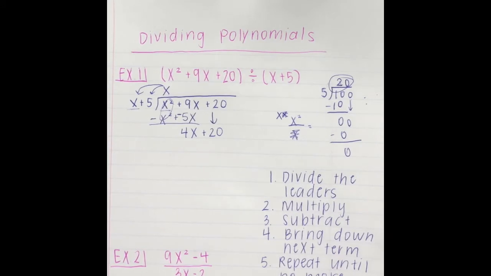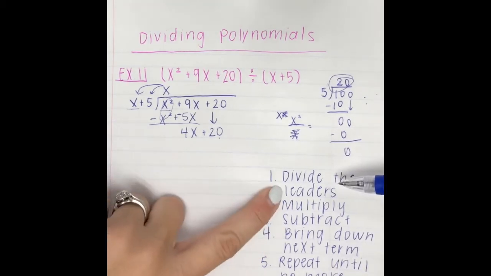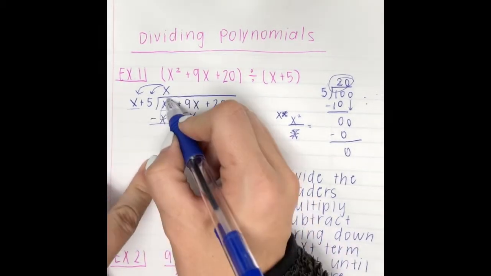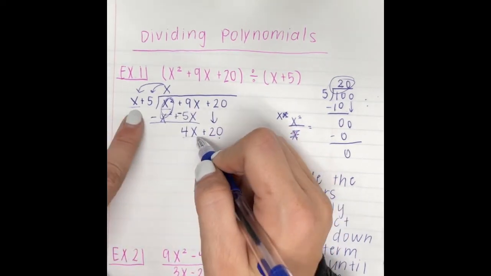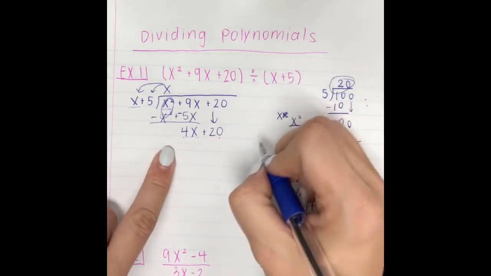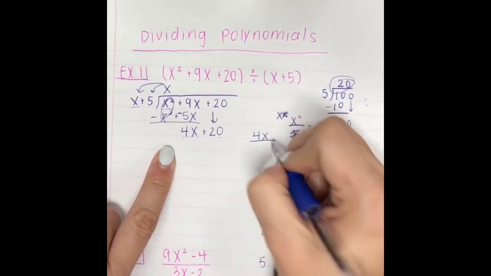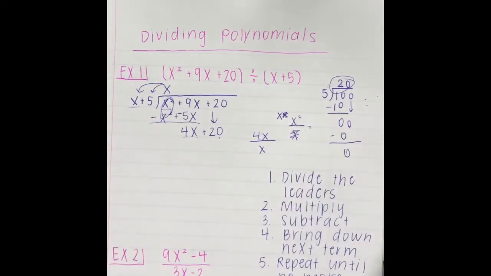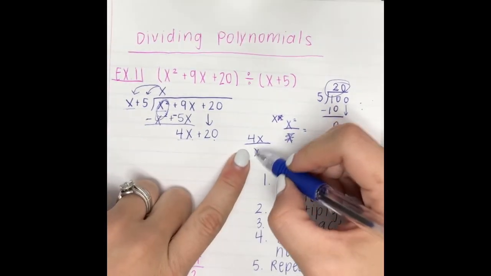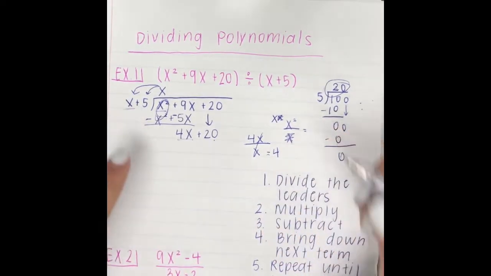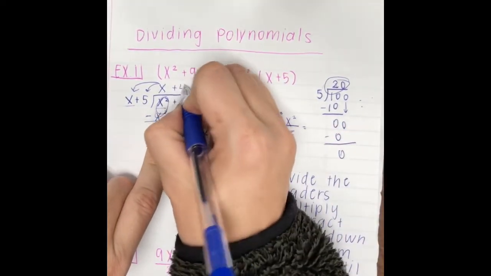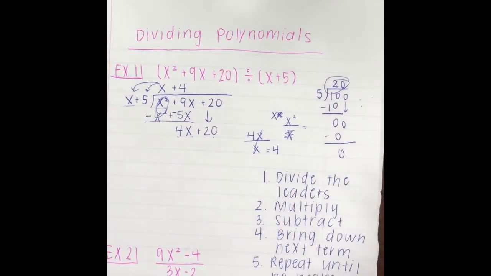So let's look. Brought this down. Okay? So we're going to repeat. We're going to go back up to step 1, which is divide the leaders. Well, we canceled out this leader, right? And then we have a new leader, which is 4x. Okay? So I'm going to do 4x divided by x. Okay, so I'll come off to the side here. 4x divided by x, right? The x on top and the x on bottom would cancel each other out, leaving you just a 4, okay? So I'm going to put plus 4 up here because it's a positive 4.